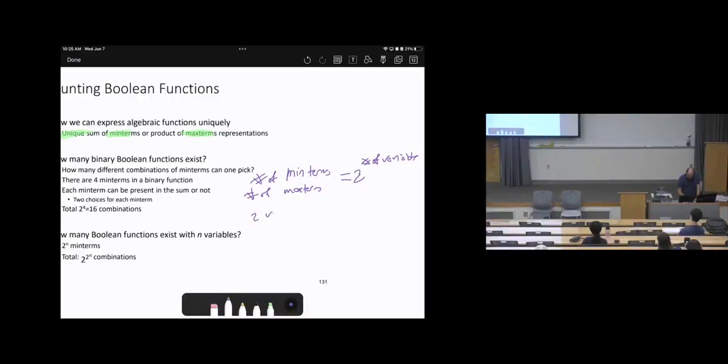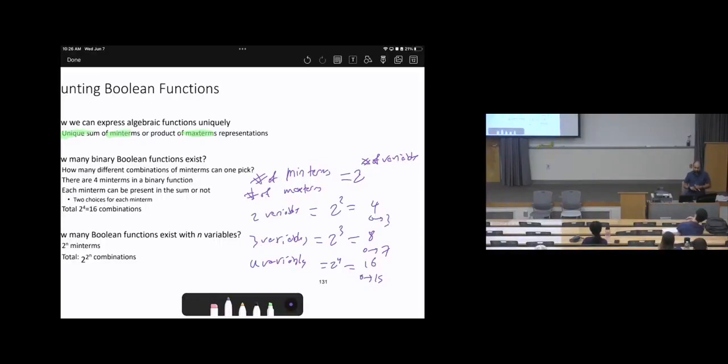So in 2 variables, it will be 2 power 2, which is 4 min terms, so the range is from 0 to 3. In 3 variables, it is 2 power 3, which is 8, therefore from 0 to 7. In 4 variables, 2 power 4, there will be 16 min terms, in the range from 0 to 15. Do you agree with me?